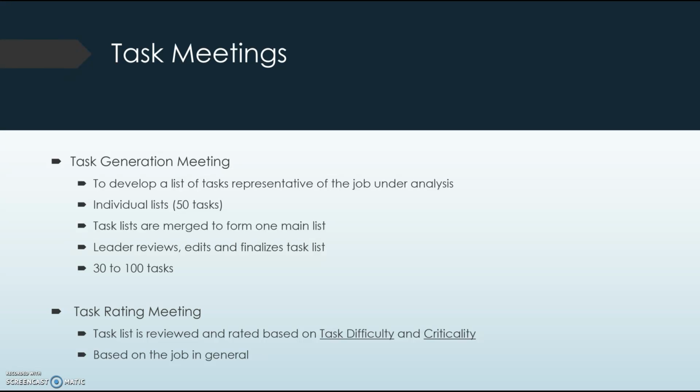to 100 tasks. The second meeting is the task rating meeting, where the list developed at the first meeting is reviewed. Each group member then rates each task individually. The current version of CJAM uses 2 scales to rate these tasks, looking at task difficulty and criticality. Each task should be rated based on the job in general and not on one's specific personal experiences.